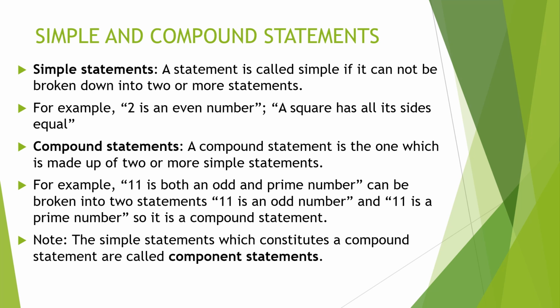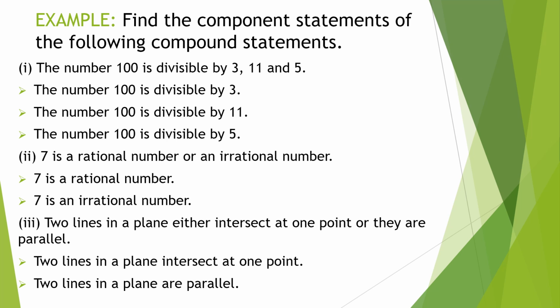The simple statements which constitute a compound statement are called component statements. For example, find the component statements of the following compound statements. The number 100 is divisible by 3, 11 and 5. So which are the three component statements? The number 100 is divisible by 3, the number 100 is divisible by 11, the number 100 is divisible by 5. Similarly, 7 is a rational number or an irrational number. So 7 is a rational number, 7 is an irrational number. These are the component statements.